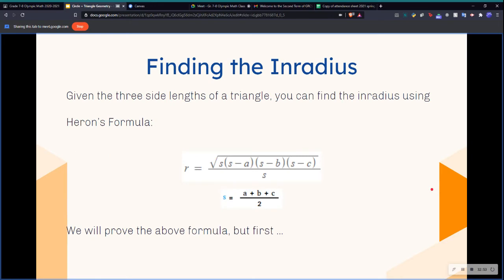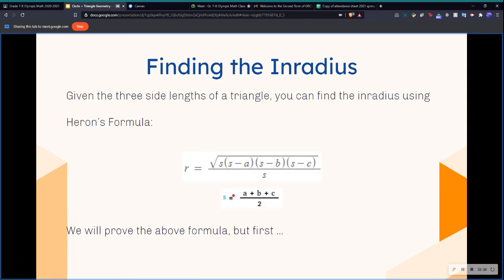So now, how do we calculate the inradius of a triangle, given its 3 side lengths? We're actually going to use Heron's formula. This is what the formula looks like. R, this is your inradius, is equal to, remember Heron's formula? This is the area of the triangle, the square root of S times (S minus A) times (S minus B) times (S minus C), and then you divide all of that by S, where S, as from Heron's formula, is half of the perimeter of the triangle, (A plus B plus C) divided by 2.